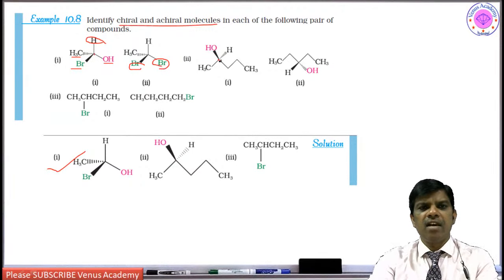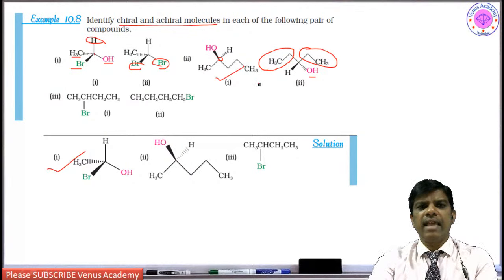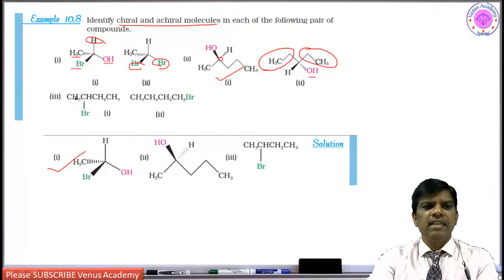Right? Let us take this compound. Hydrogen, OH, methyl and propyl group. So it is chiral. What about this? This hydrogen, this OH, but this side is CH2CH3 and this side also CH2CH3. These 2 groups are the same, so it is achiral. This is chiral, this is achiral. Let us take this. Methyl, bromine, ethyl, and this side is hydrogen, so it is also chiral. What about this? Bromine, propyl, and this carbon has 2 same hydrogens, so this is achiral.